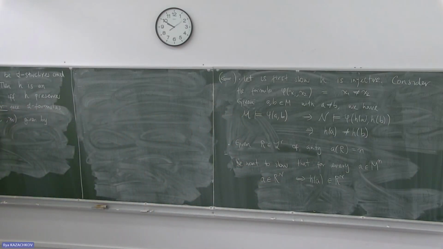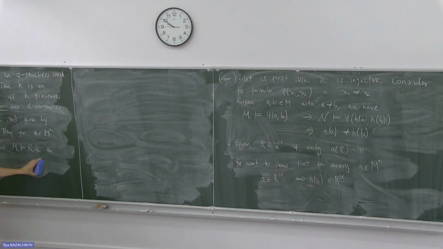Consider this formula given by this, then we have that for A in M to the N, if A belongs to this relation, this one is if and only if M satisfies this formula, right? Or let me put it like this, A1 up to AN, which is exactly saying that M satisfies this formula phi of A. Okay.